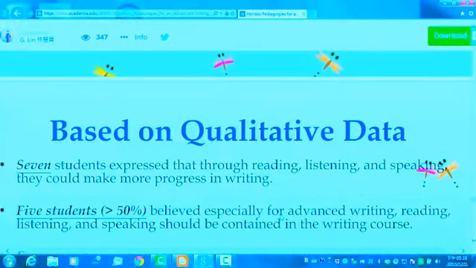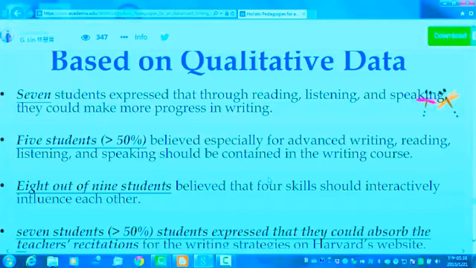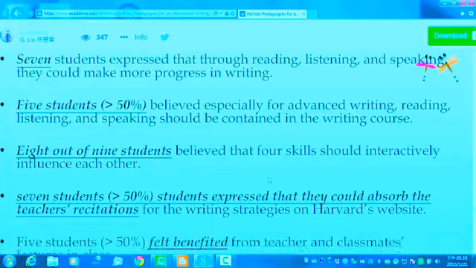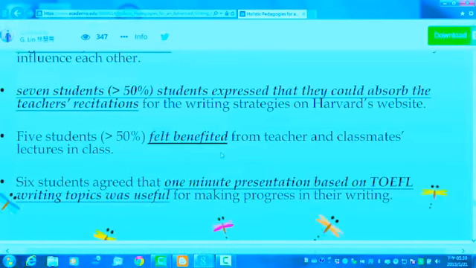And based on the qualitative data, 7 students expressed that through reading, listening, and speaking, they could make more progress in writing. And 5 students believed that, especially for advanced writing, reading, listening, and speaking should be contained in the writing course. And 8 out of 9 students believed that the 4 skills should interactively influence each other. And 7 students expressed that they could absorb the teacher's recitations of writing strategies on Harvard's website. And 5 students felt benefited from teachers' and classmates' lectures in class. 6 students agreed that a 1 minute presentation based on a TOEFL writing topic was useful for making progress in their writing.